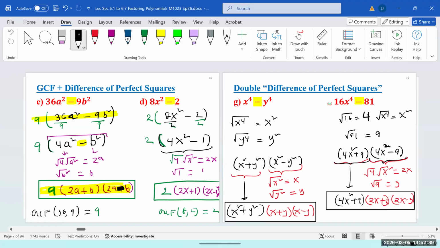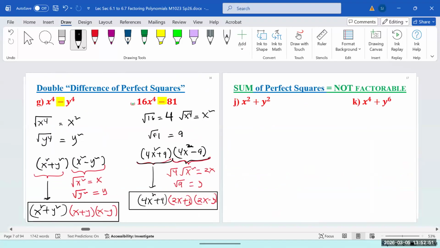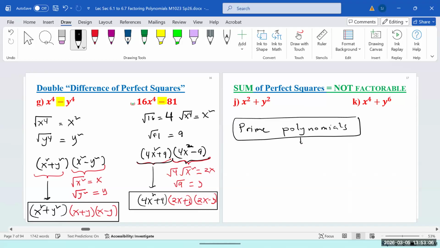So in the exam, I'm going to give you sum of perfect squares and tell you to factor. What are you going to tell me? Not factorable. Sum of perfect squares is not factorable. We do not have any factors. And whatever we cannot factor, we call prime polynomial. Prime polynomial means they cannot be factored.